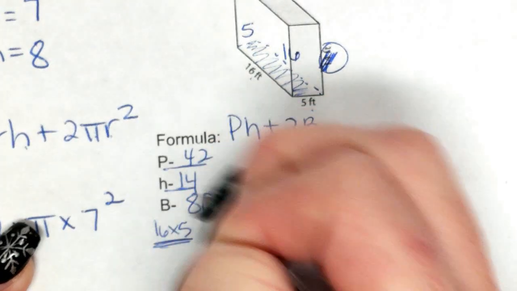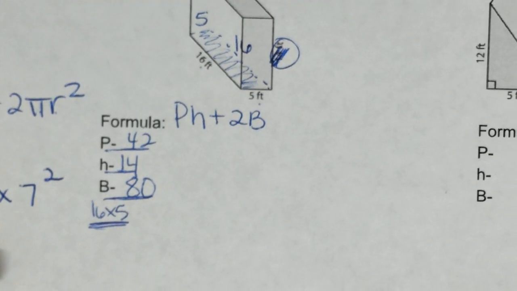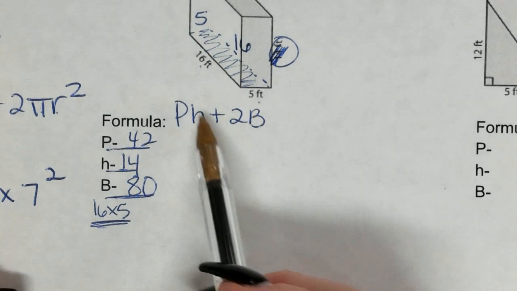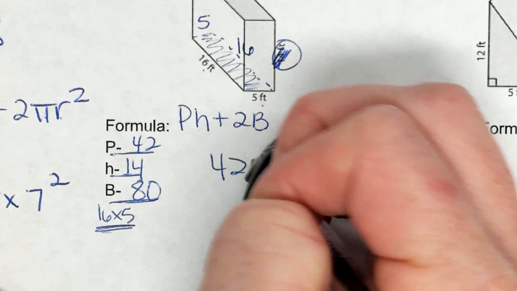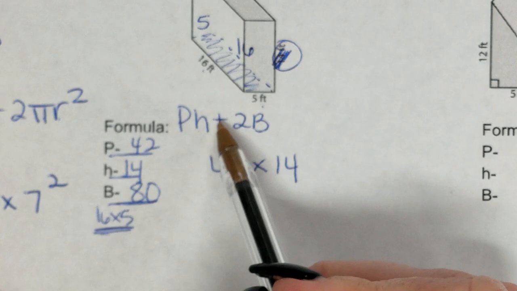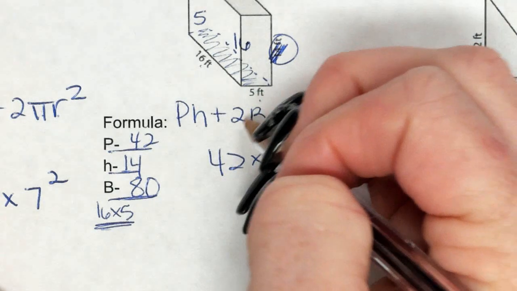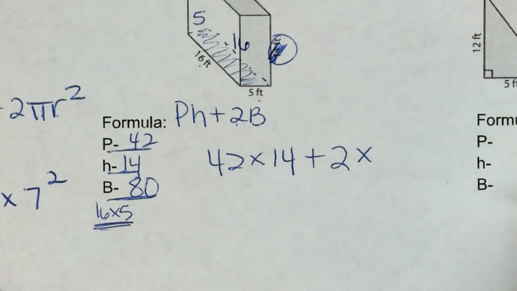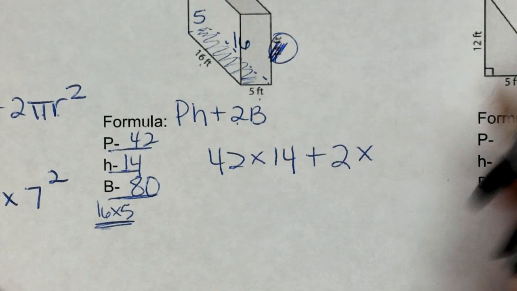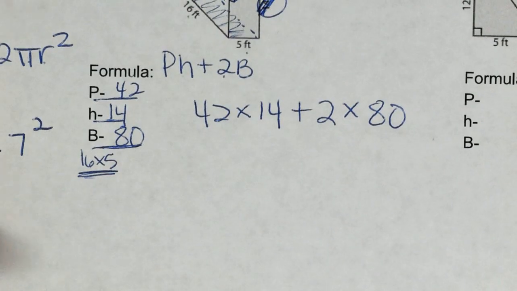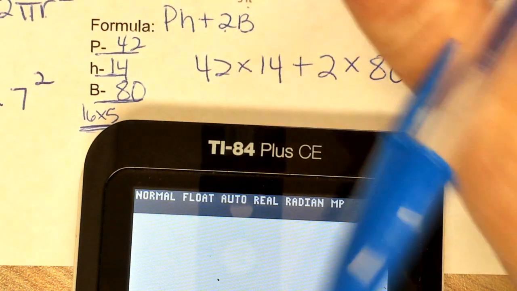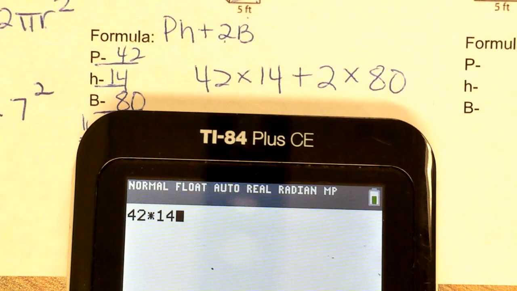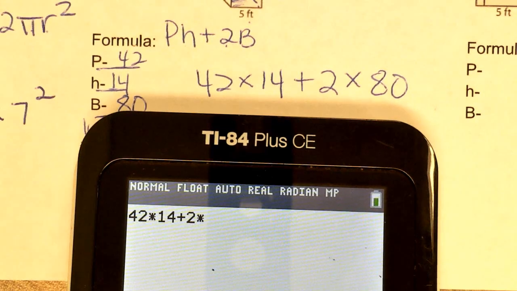Now do I have every piece of the formula that I need? Yes or no? My formula says now I'm going to take P and multiply it by H, so 42 times 14. And then I'm going to put a plus sign. Then I'm going to put a 2. And I'm going to multiply that by the big B, which is 80. And I simply type that in my calculator. 748.